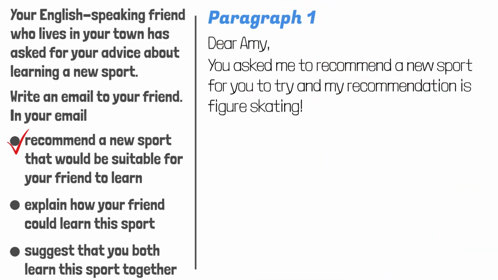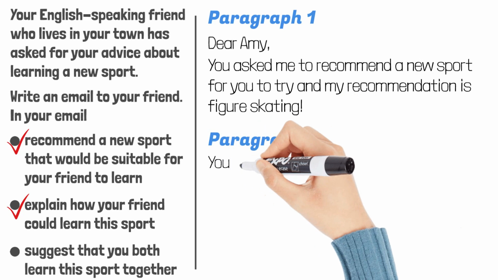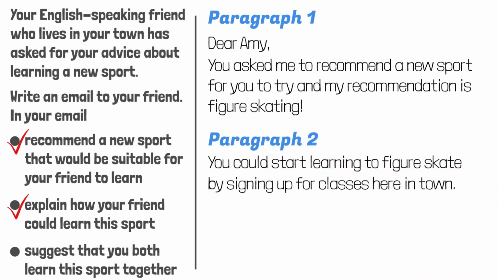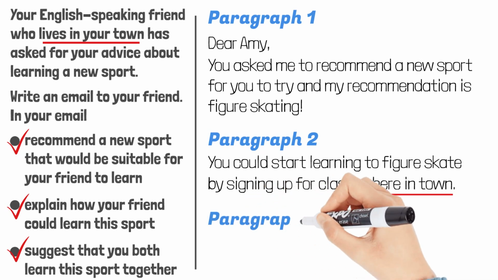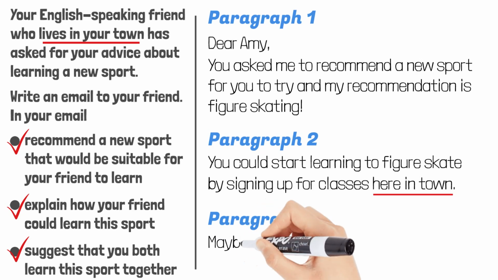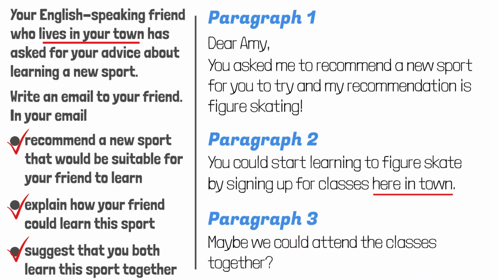The second bullet point asks you to explain how your friend could learn this sport. I will give a direct answer to it by saying that you could start learning to figure skate by signing up for classes here in town. So why do I say here in town? Because the question says your friend lives in your town. The third bullet point asks you to suggest that you both learn this sport together. So in the very first sentence of the third paragraph, you simply suggest that you guys learn it together. Maybe we could attend the classes together.